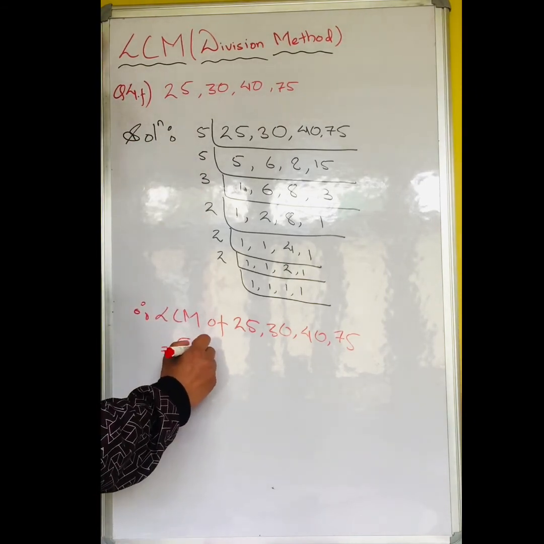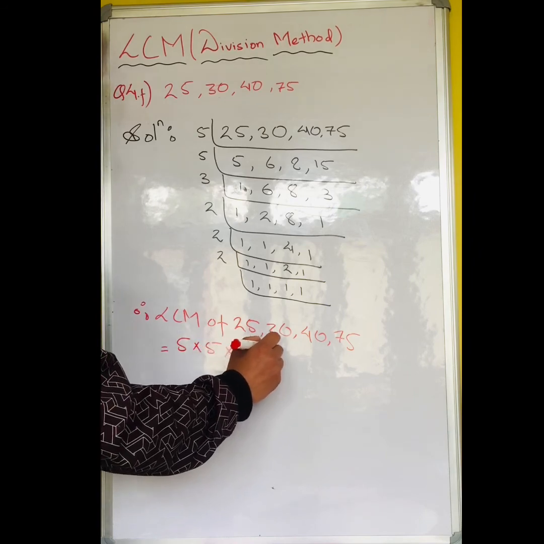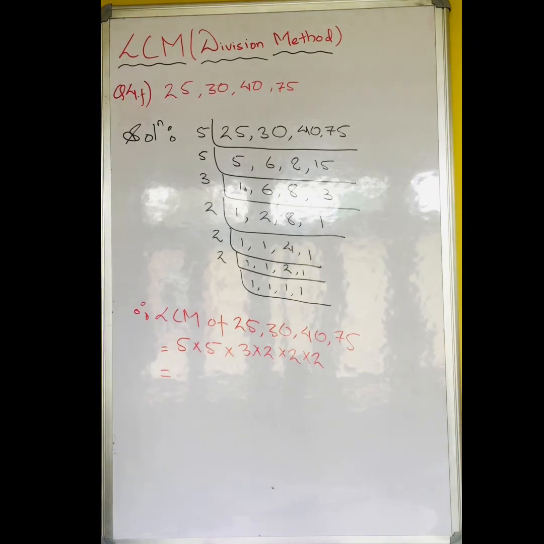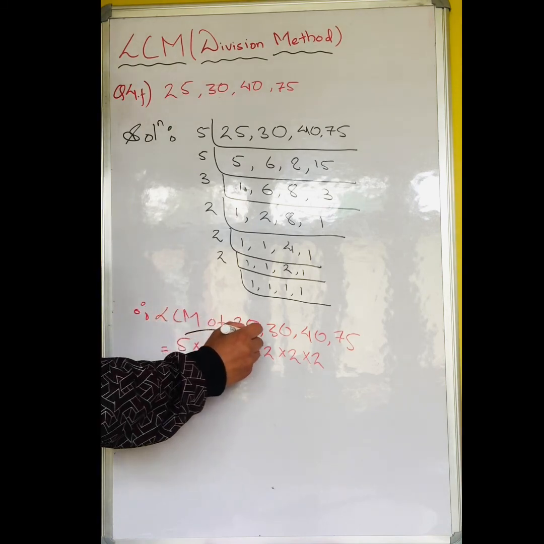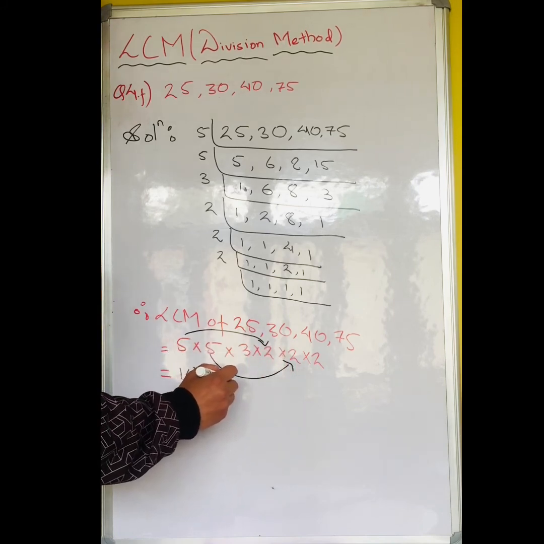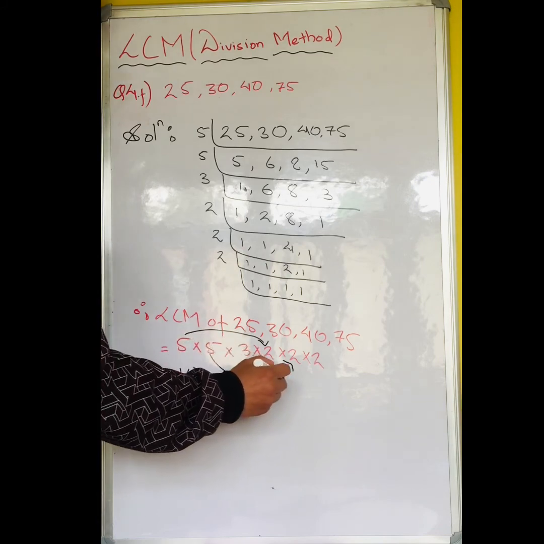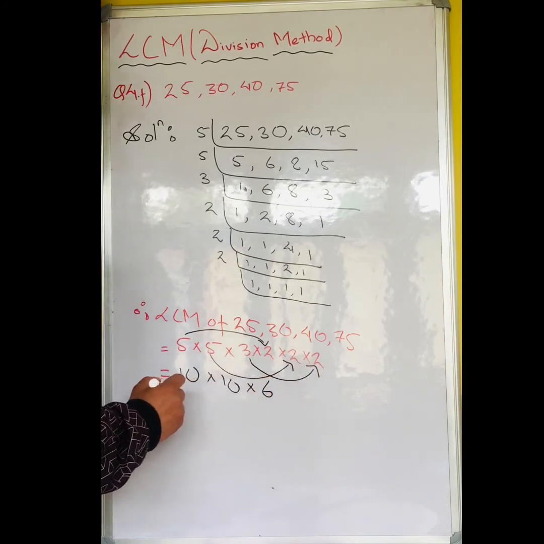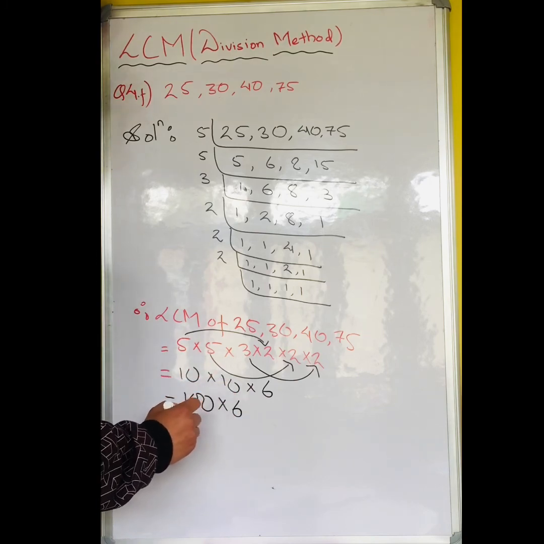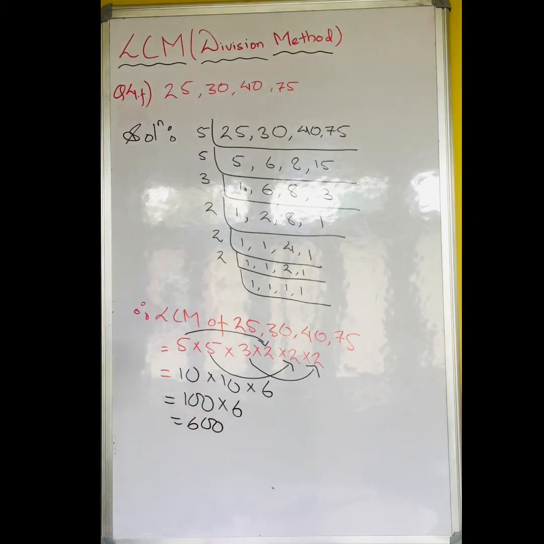So 5 into 5 into 3 into 2 into 2 into 2. I will multiply these numbers. 5 into 2 is 10, again 5 into 2 is 10. 3 into 2 is 6. So 10 into 10 is 100, into 6 is 600. You can do it directly, or you can do it in this way, whichever you find simpler.